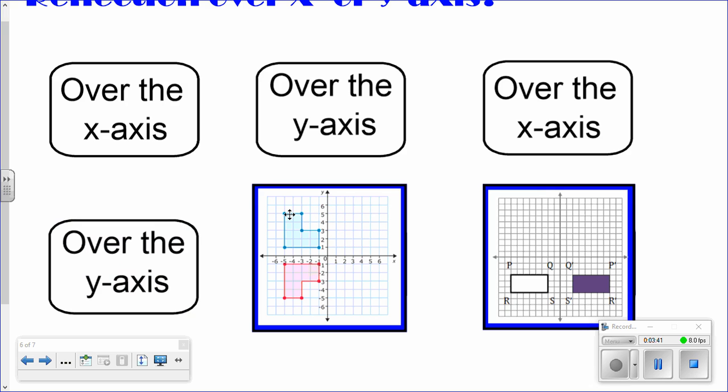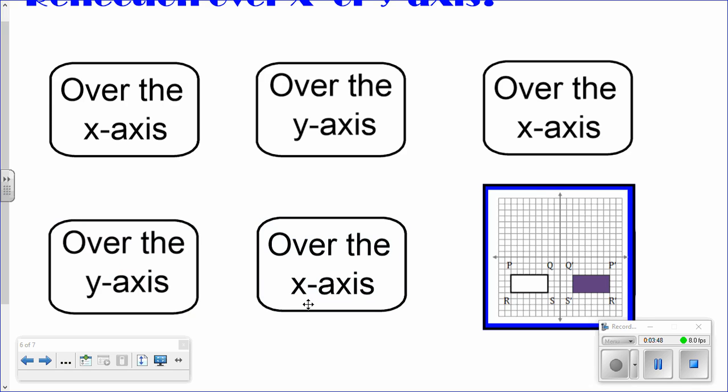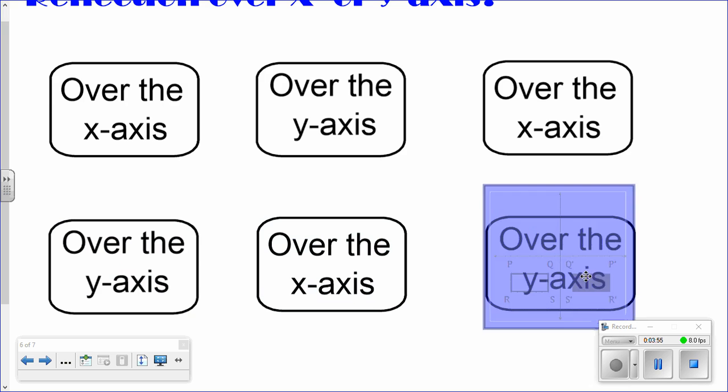In this one, let's just say this corner up here is in quadrant 2, and now it's in 3, that's going over the X. P is in quadrant 3, and it's flipping over to quadrant 4, so it's over the Y.